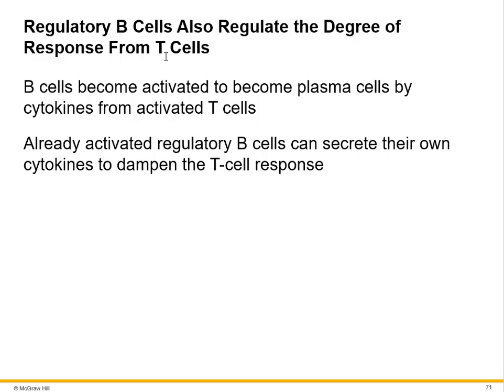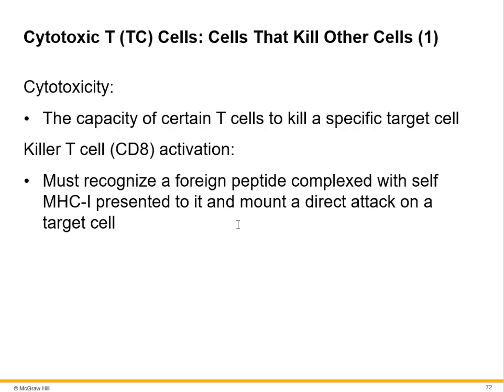So B regulatory cells also regulate the T cells. They become activated to become plasma cells by cytokines, and the already activated regulatory B cells can secrete their own cytokines that can dampen the T cell response as necessary.